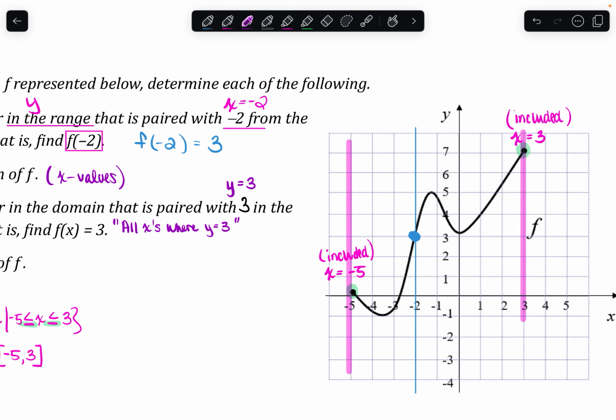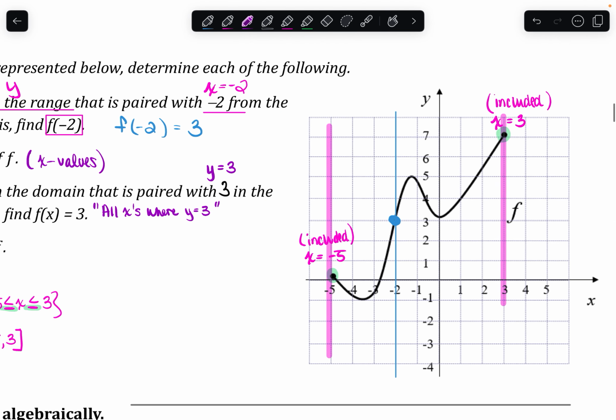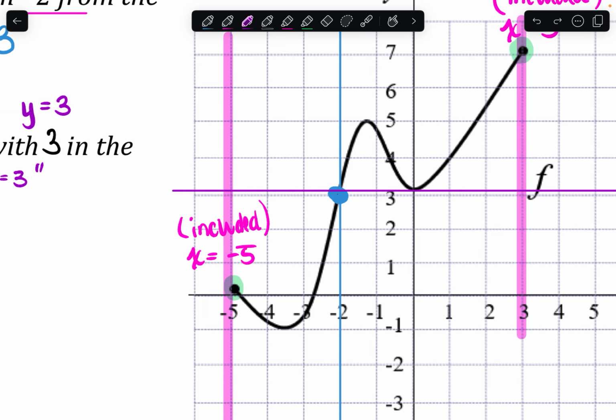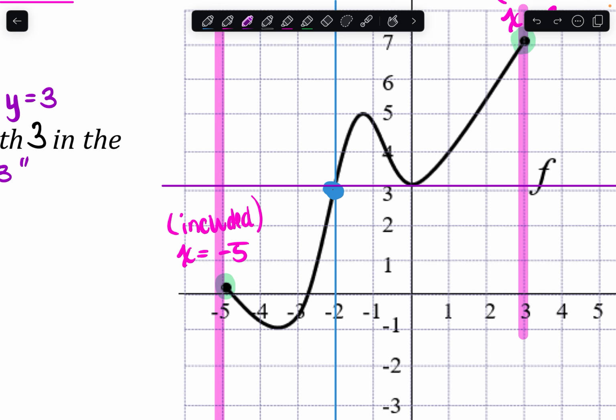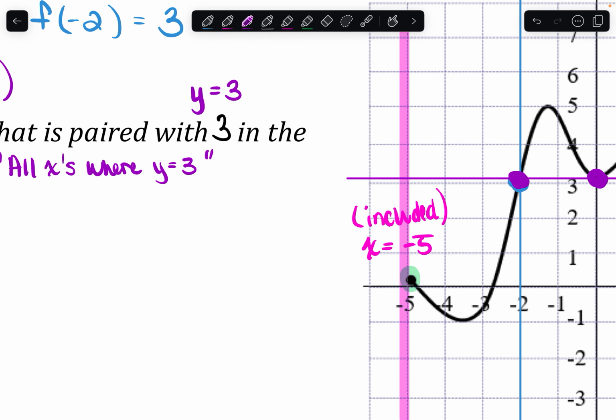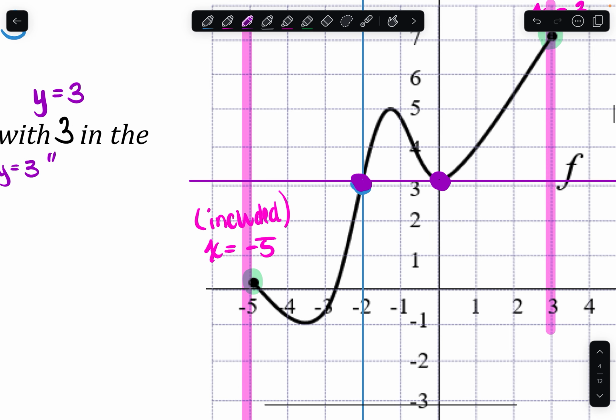All right, so if I go to my graph, y equals 3 is going to be a horizontal line. So everywhere along this horizontal line is where y is equal to 3. So if I look at my graph, where my function and my y value of 3 intersect is here. However, it is also here. So I have 2 places. Okay? So our solutions are going to be x equals -2 and x equals 0.